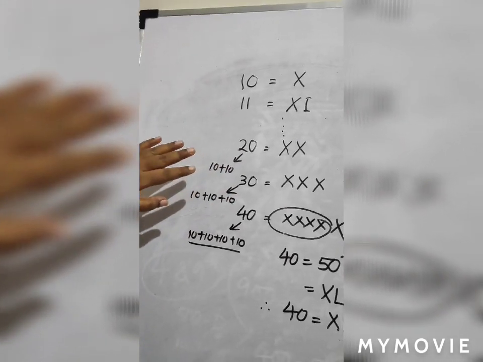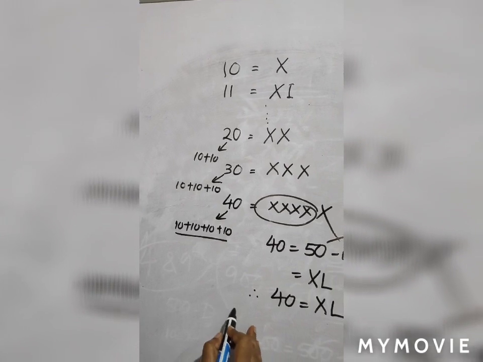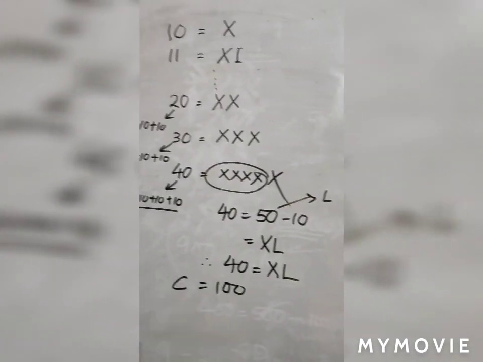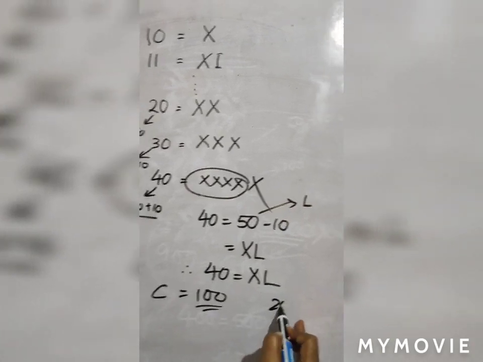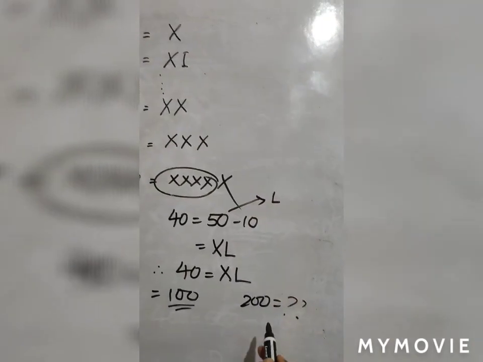So here we saw how to write the numbers from 10 to 20, then 20, 30, 40, and so on. We can continue writing. Now you know C is 100, right? And if I want to write 200, how do you write?